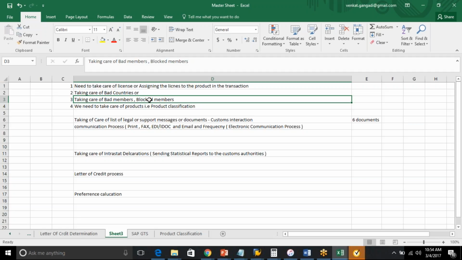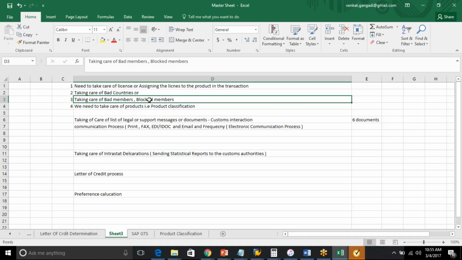Generally in international trade, all the countries publish lists of blocked members, bad members or restricted party members, or in the exact terminology, sanction party members. It is called a sanction party list. A sanction party list means the people who are having sanctions, which means some kind of restrictions. So that kind of list is a restricted party list or a denied party list.